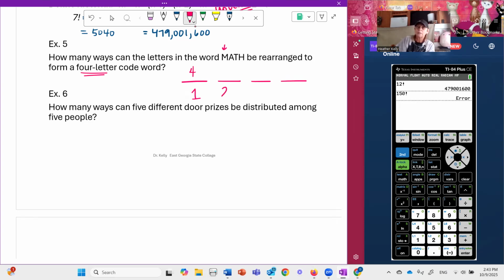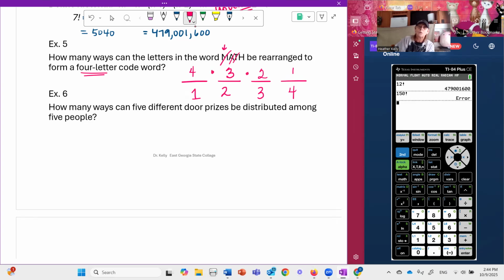And then we've used one of them, whether it's the M, the A, the T, or the H, it doesn't really matter, but we've used one of them. Now, how many options are left? There's only 3 options left to place the second letter, right? Are you seeing what I'm showing you? The third letter only has two options, and the fourth letter only has one option.